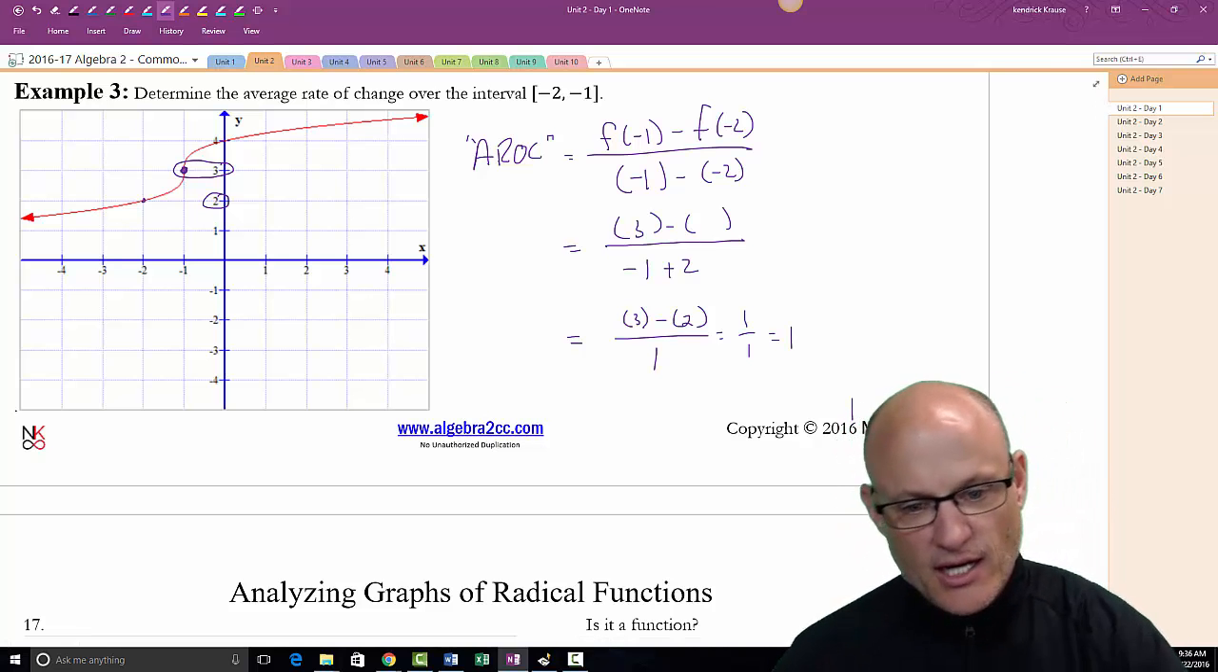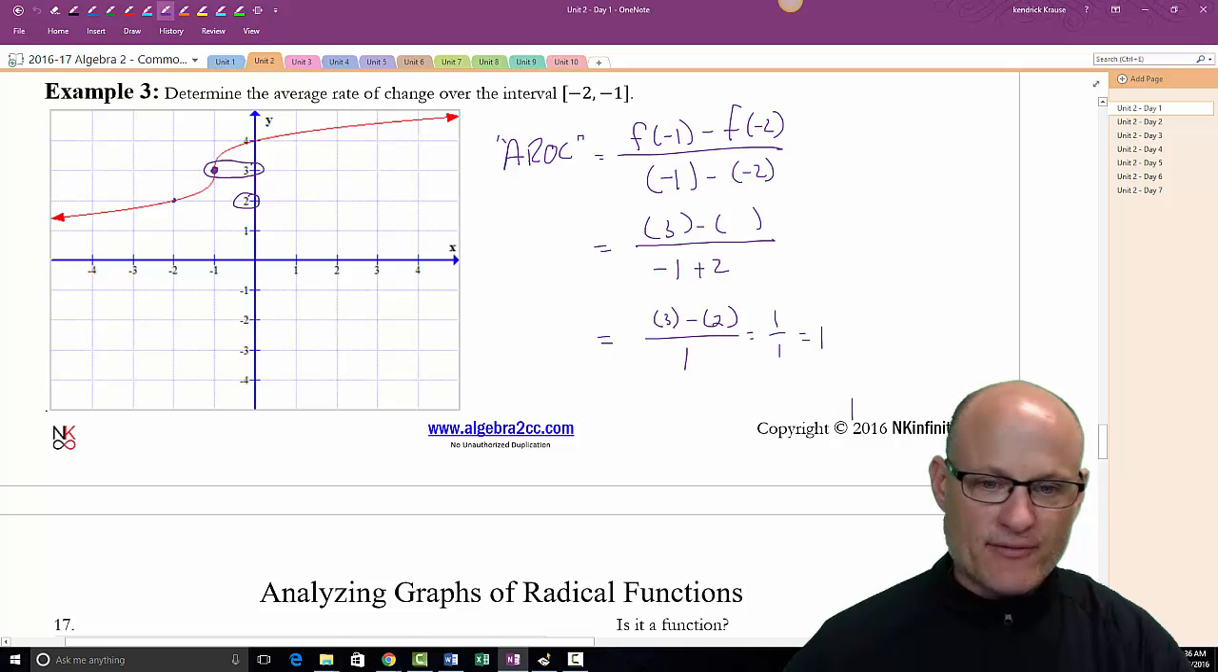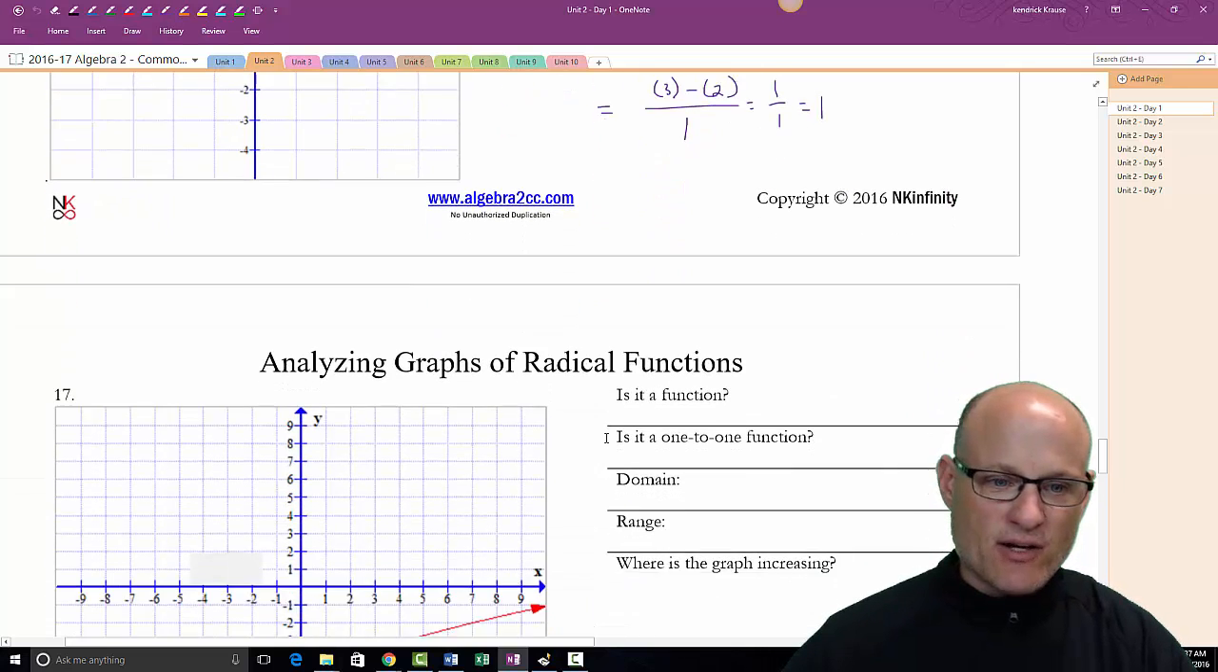All right, kids, 2 pages left. Analyzing some graphs. Let's do some analyzing of graphs and we'll be finished.